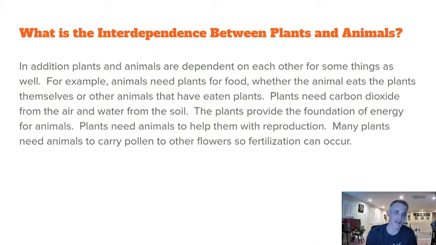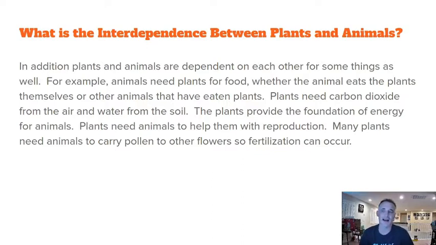So in addition, plants and animals are dependent on one another for certain things. For example, animals need plants for food. So herbivores eat different types of plants, and that's how they get their sustenance, right? Even animals that eat other animals are probably eating an herbivore. So ultimately, all food in an ecosystem comes from these producers, these autotrophs like plants.